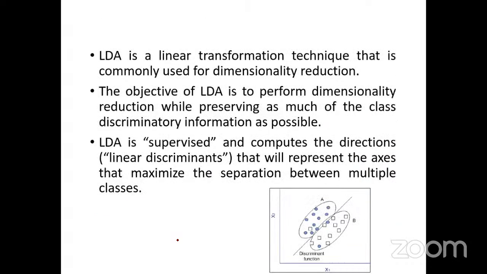Linear discriminant analysis is a linear transformation technique commonly used for dimension reduction. It performs dimensional reduction while preserving as much of the class discriminatory information as possible. It is supervised and computes the direction that represents the axis that maximizes the separation between the different classes. Let us consider a graph where A and B are the discriminant functions which separate your groups in the X1 and X2 data set, and you make the different classes based on discriminant function analysis.